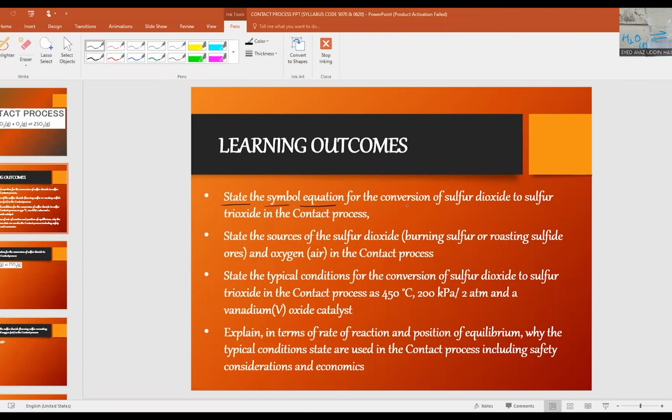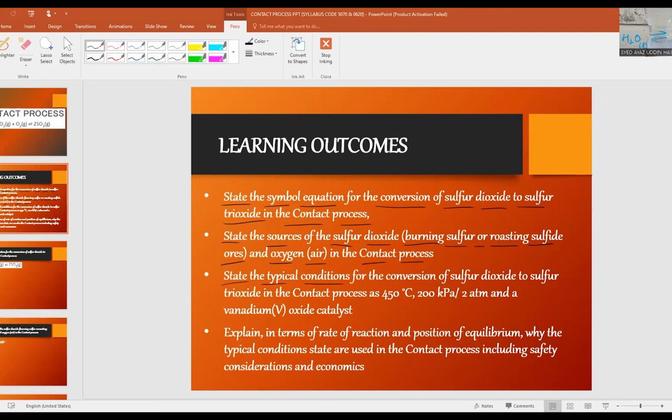State the symbol equation for the conversion of sulfur dioxide to sulfur trioxide in the contact process. State the sources of the sulfur dioxide, burning sulfur ore or sulfur or roasting sulfide ores, and oxygen, air in the contact process. I hope you all know about the ores. Ores are the metal compounds with impurities found in the earth crust.